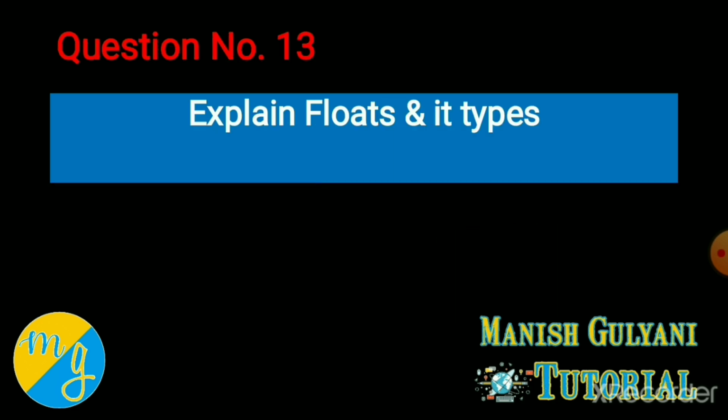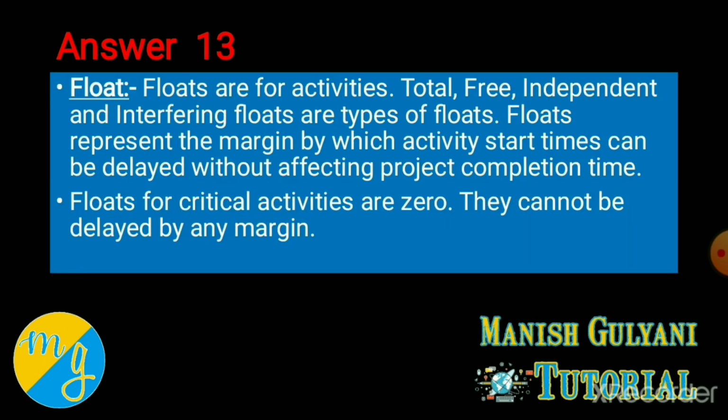Clear? Now the next concept is floats. This word you have also heard in PERT CPM. Now what are floats? Floats are always calculated for activities. There are mainly three types of float: total float, free float, independent float. Now what do you mean by float? Float simply represents the margin by which an activity's start time can be delayed without affecting the overall duration. Means it shows the margin time.